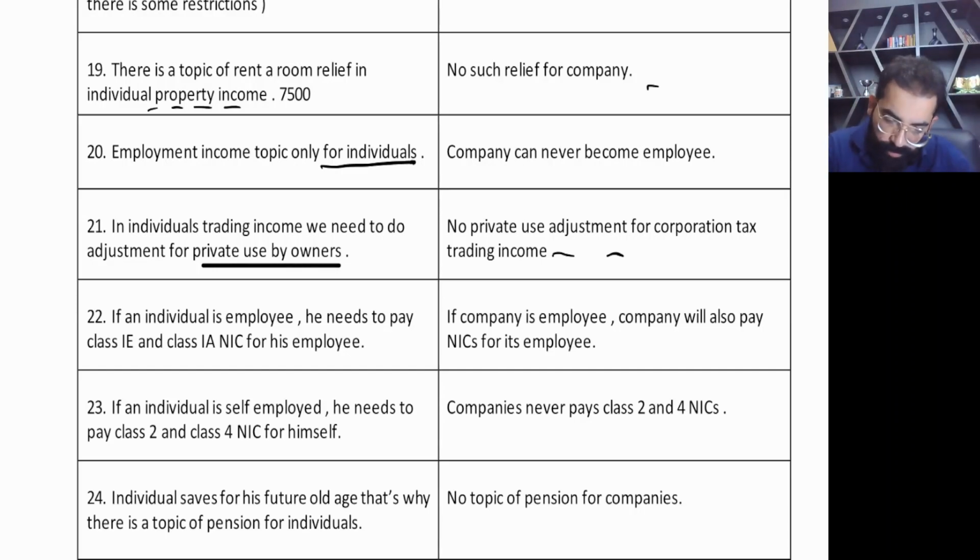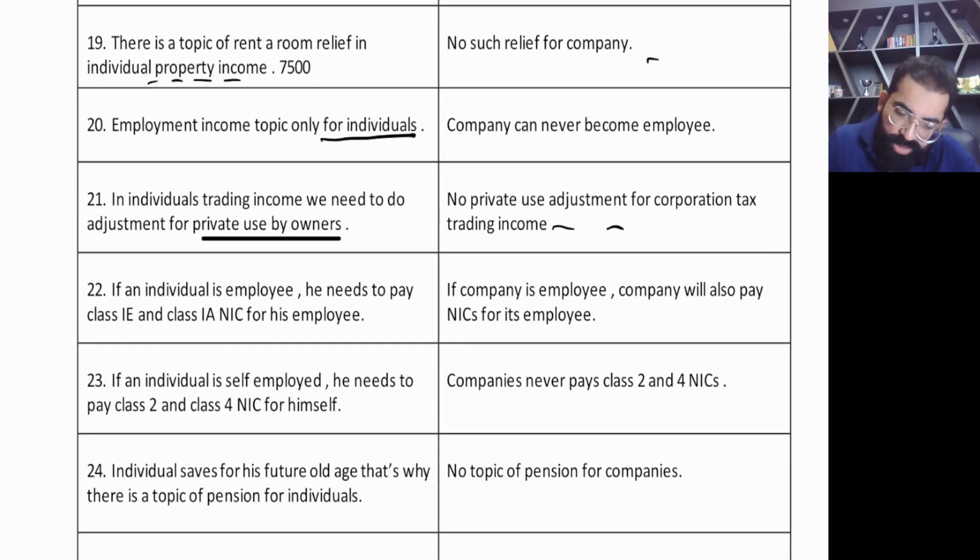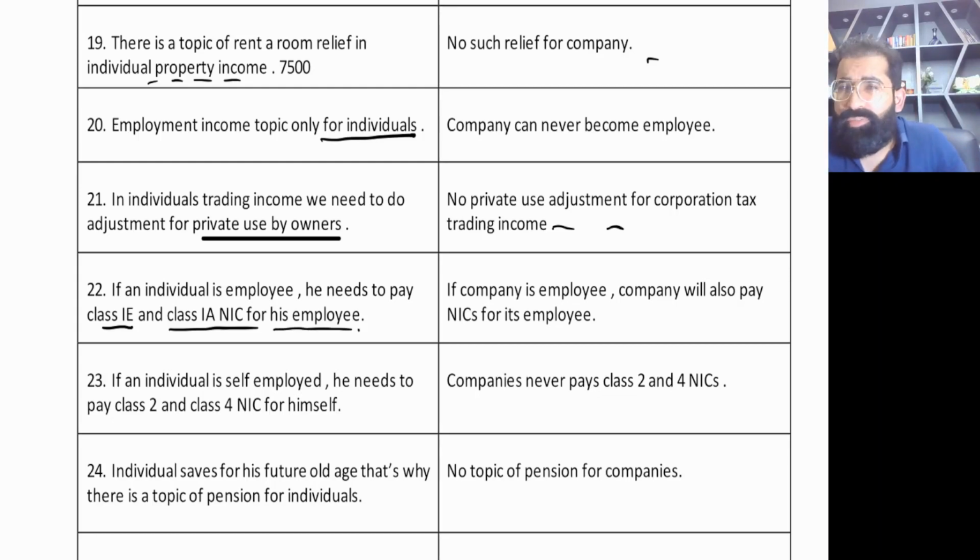Then you have, if an individual is an employee, he needs to pay class 1 employee NIC and class 1A NIC as an employee. Yes, if an individual is doing a job, he has to pay class 1 employee NIC and class 1A NIC. Wait, he needs to pay class 1 employee NIC.